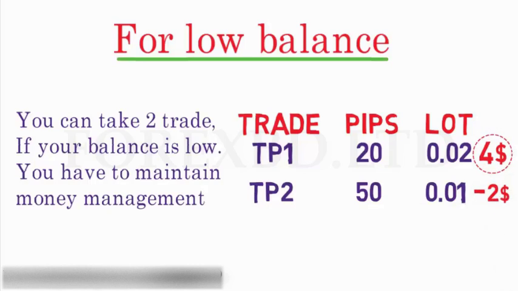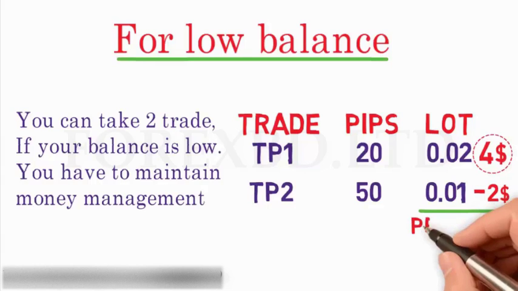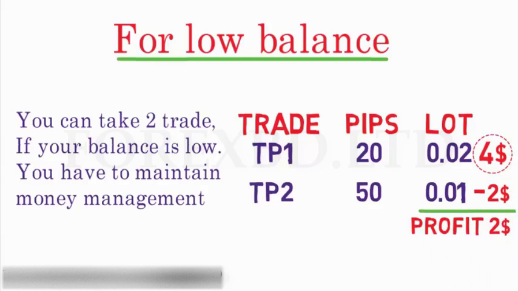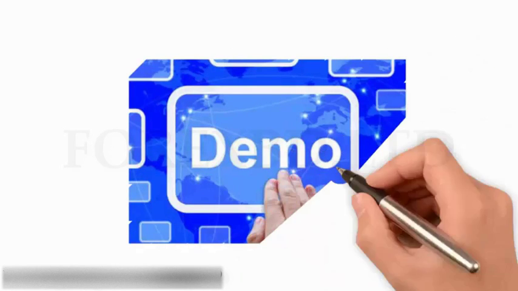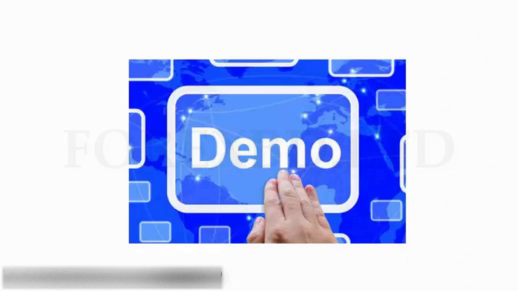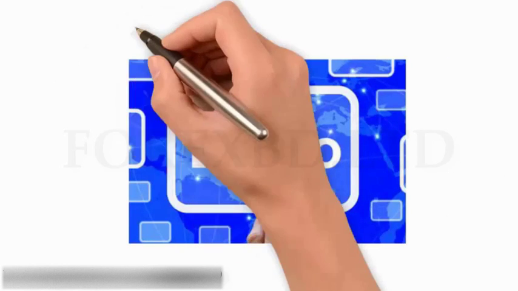Those who have a low balance, after getting profit from the first entry, lock your second entry. That's why if the second entry goes against you, you don't face any loss. Then make a proper plan, and keep lock profit and risk reward in your mind. Then do what you think is good.